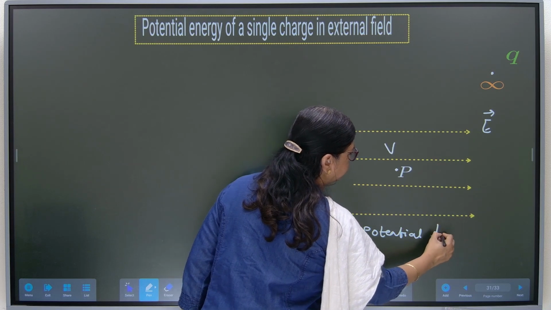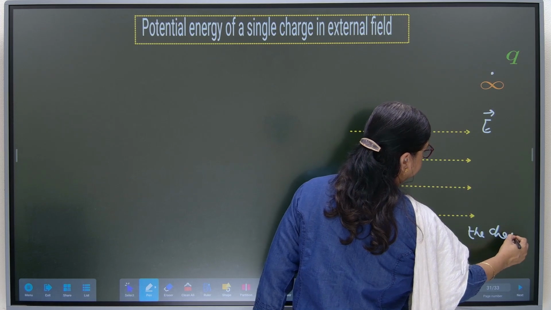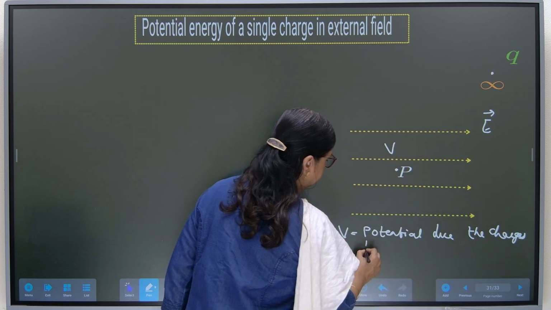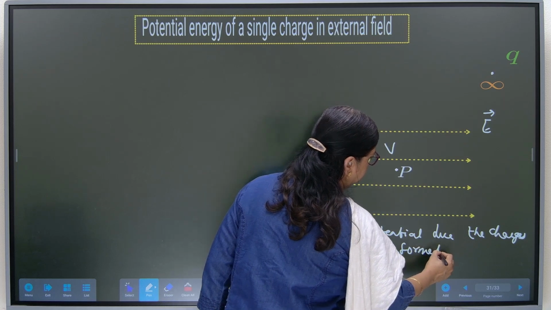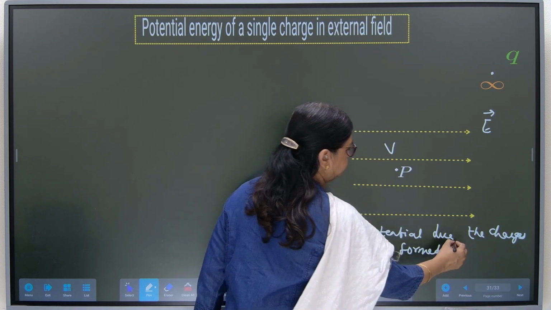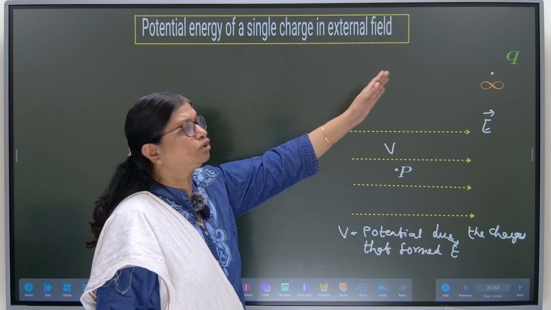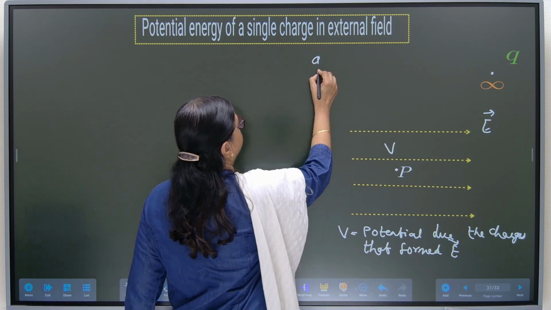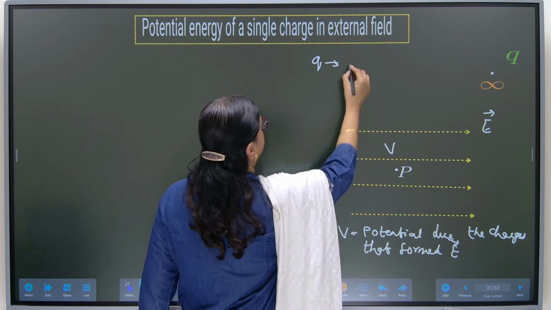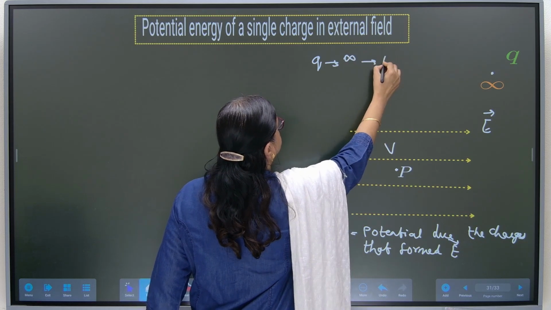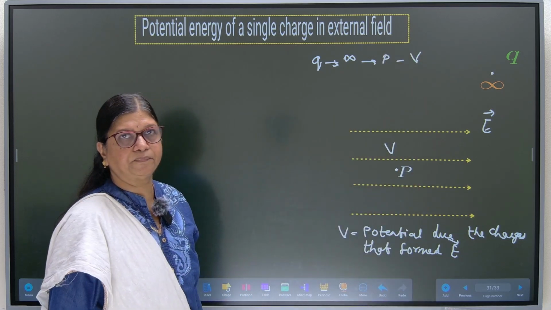due to the charges that formed the electric field E. Okay, so now I want to bring a charge Q from infinity to the point P where the potential is V.